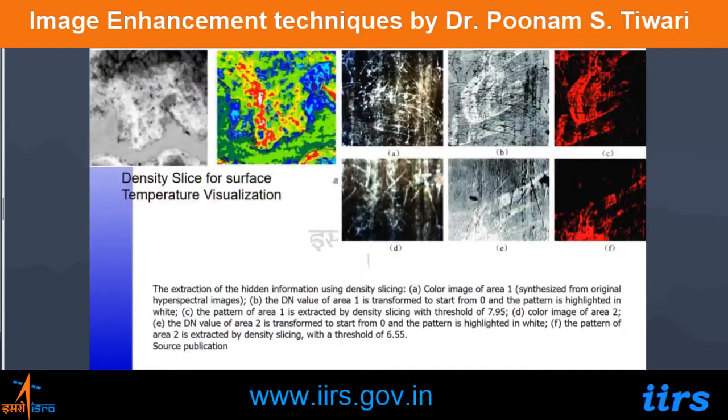This density slicing is done for a temperature image. Such density slicing is used for thermal images. It is quite common to show which objects have a higher temperature and which objects have a lower temperature.